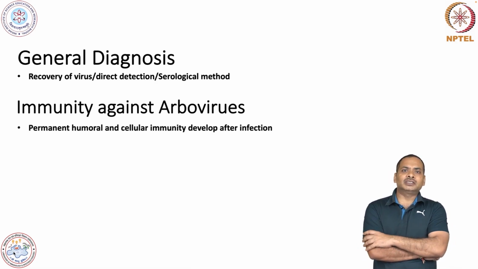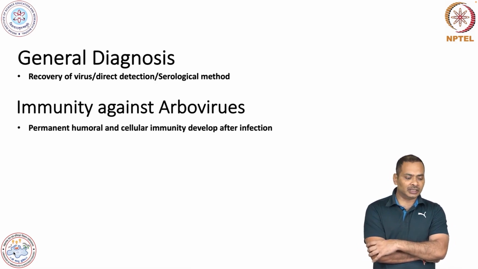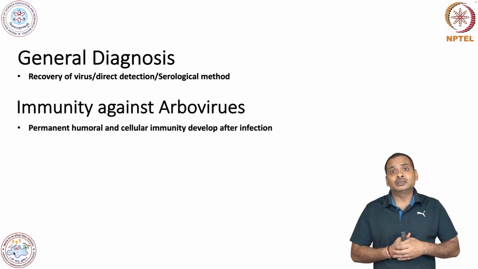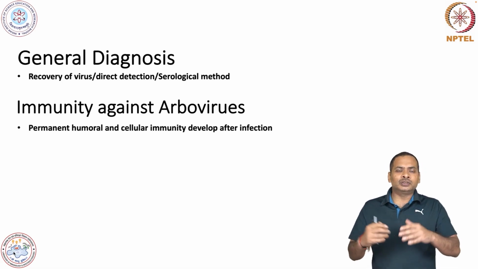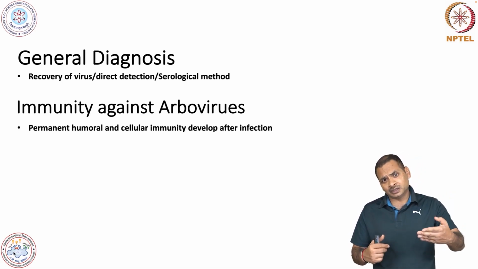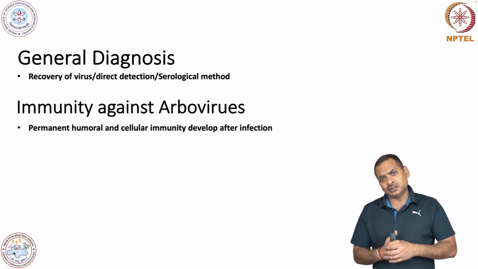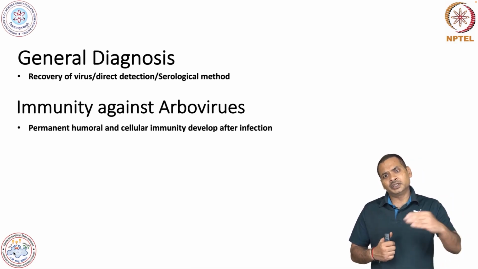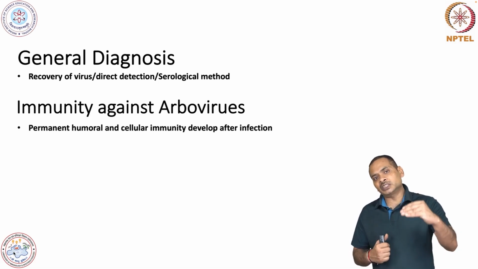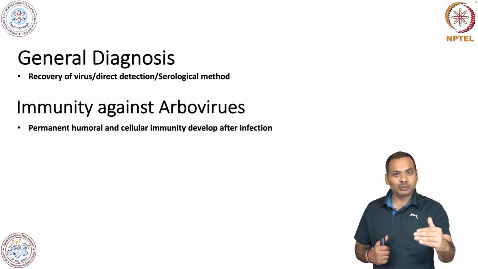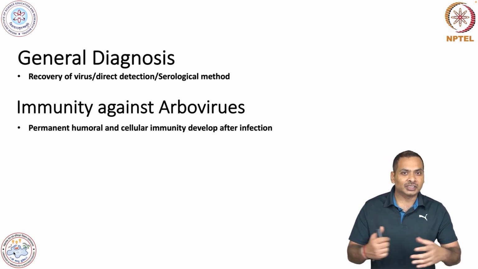Immunity against the arbovirus is basically a permanent humoral and cellular immunity that develops after infection. So, of course, there will be a memory against these viruses, and if there is a reinfection, then this memory will expand and provide the antibody or cytotoxic T cells.